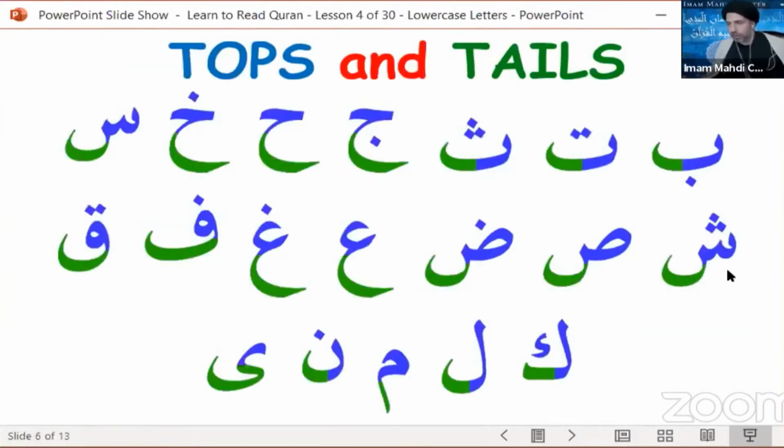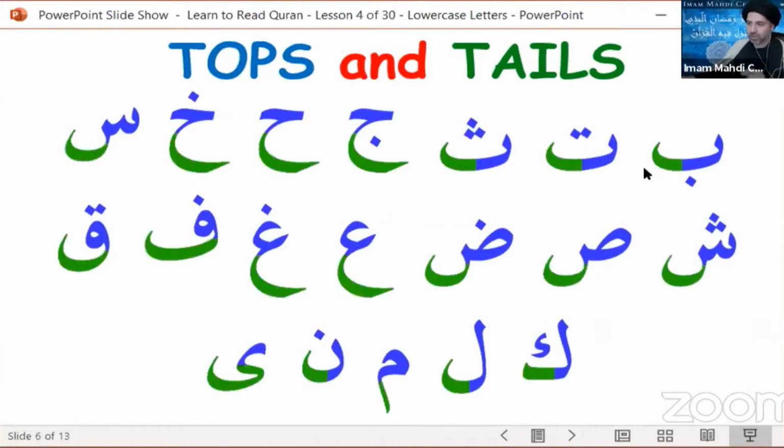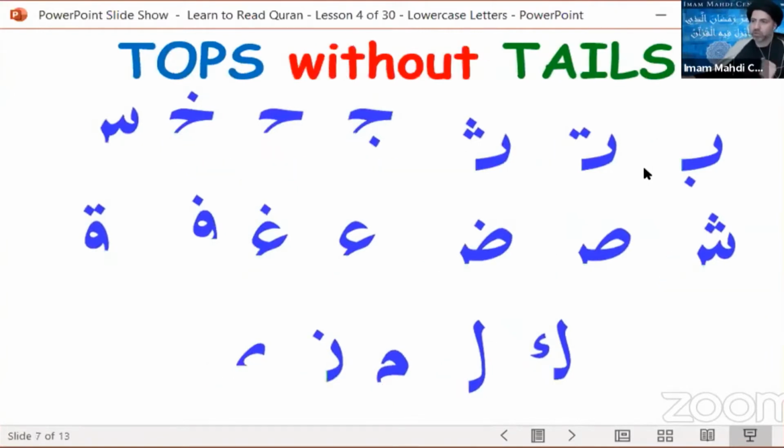So now let's look at the letters that have lowercase forms. We see here that we've easily put in blue the parts that we would consider the tops, and in green the parts that we would consider the tail. So you see that each letter has a top, blue part, and each letter has a green tail portion. So now let's look at the next chart. This is all of the tops without their tails. Let's look again at the full letters, the tops with the tails. Now let's look at the tops without the tails. These are the lowercase forms.